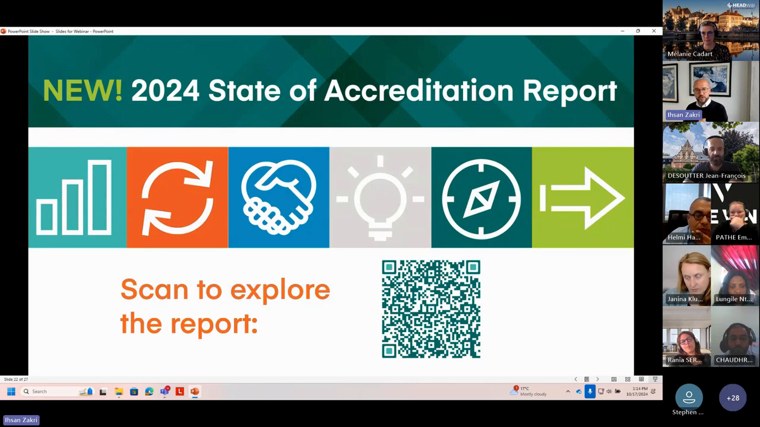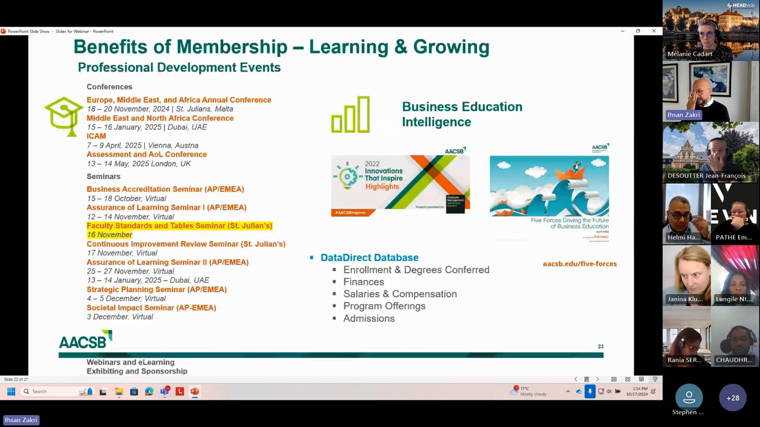This is the QR code for the report, if you would like to scan it. I'll stay here for a couple of seconds. So take your time. But it is also available, or you just Google State of Accreditation 2024, and it will take you directly there to the report. Listing of volunteers, you'll know who's a volunteer of AACSB, accreditation volunteer, was something we didn't have before. Testimonies, very, very interesting, and best practices. So I encourage you to please review that.